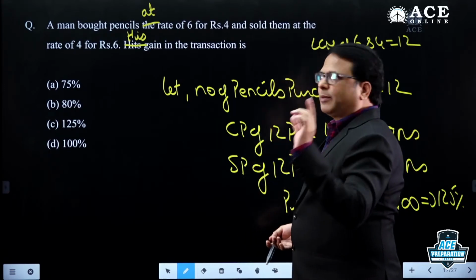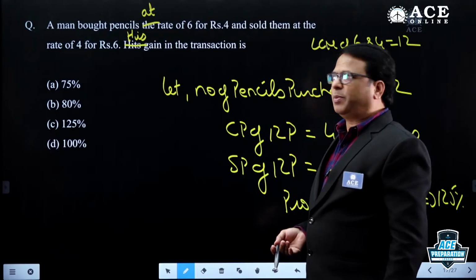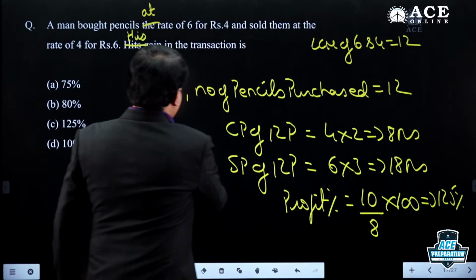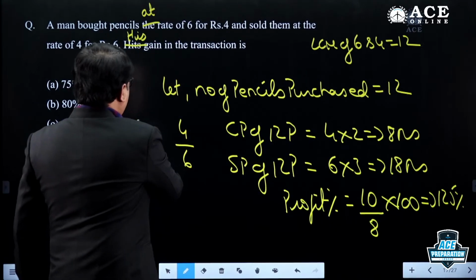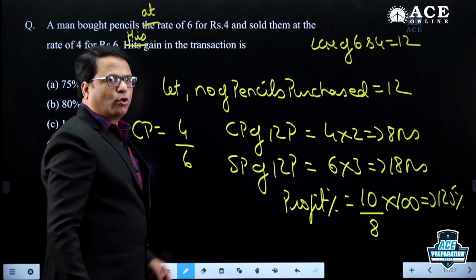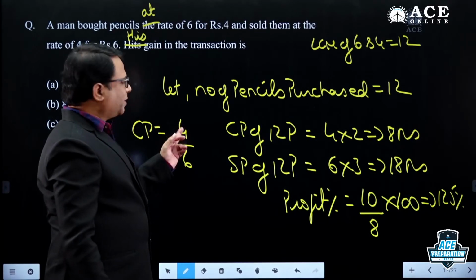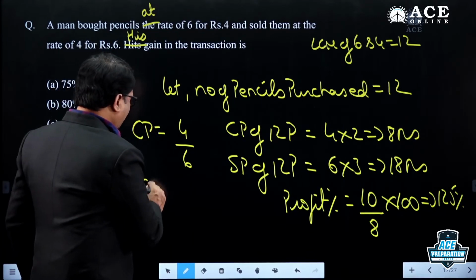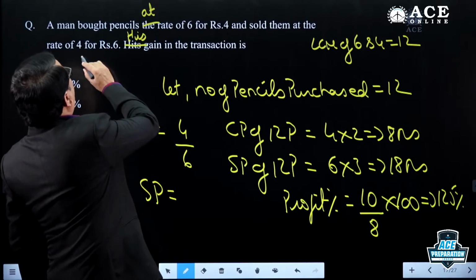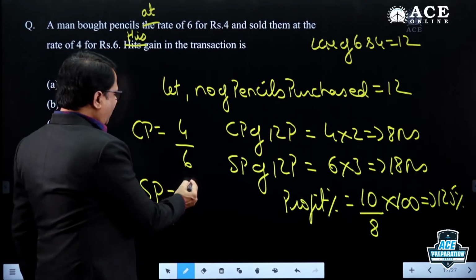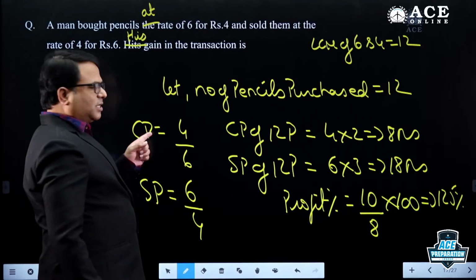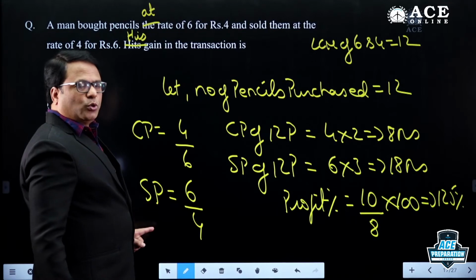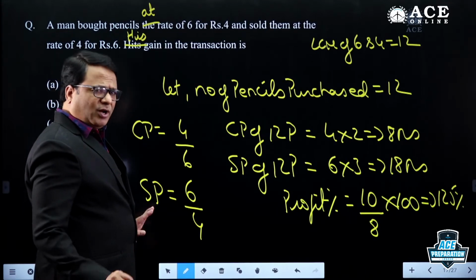Suppose I calculate the cost price of each pen. The cost price of each pen is how much? 4 divided by 6. I get a fraction. So the cost price is 4 by 6, for 4 rupees, 6 pencils. Then the selling price of each pen. He is selling 4 pens for 6 rupees. So the selling price of each pen is 6 by 4. This is the cost price of each pencil, and this is the selling price of each pencil. Now you apply the formula, and you will definitely get the profit percentage.